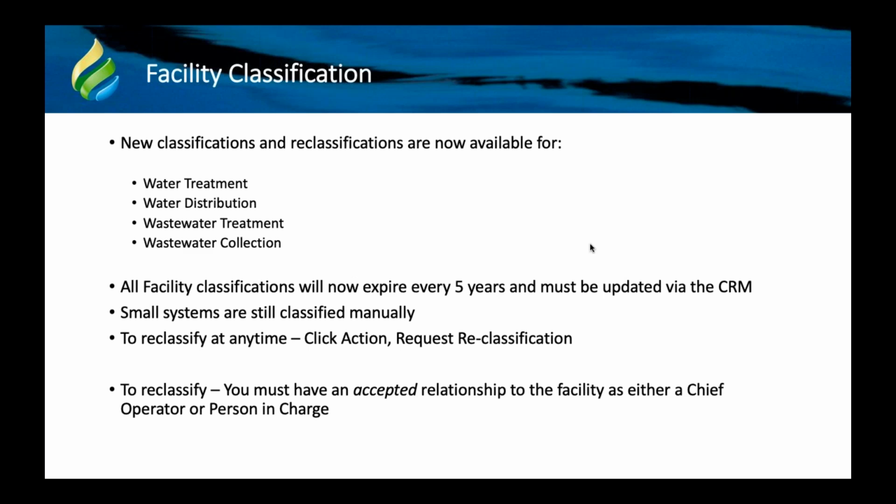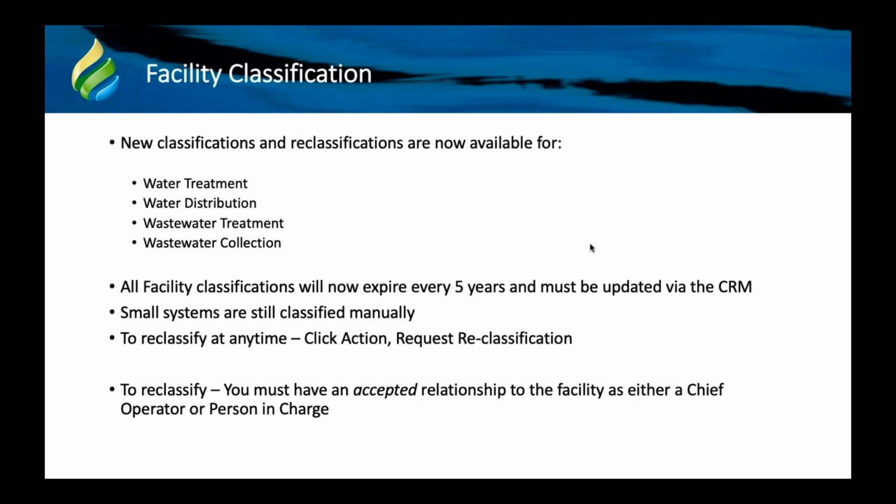All facility classifications now expire every 5 years and must be updated in the CRM. So if you have not reclassified your facility since the new models launched in 2017, your classification is currently expired. All facility classifications expired on June 30th. So you can log in and see that. I'll show you where you can find that information. And now everything must be revised every 5 years. So if you haven't changed anything, it's a really easy process.